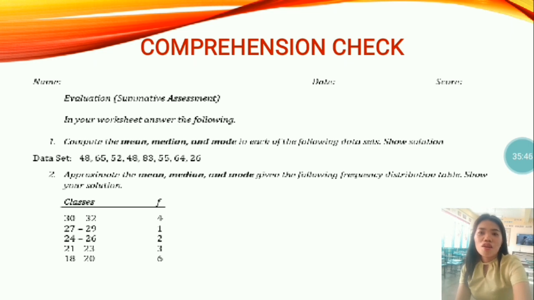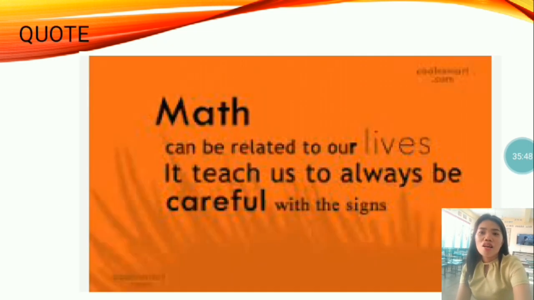So before I end this video, I have here a quote. Math can be related to our lives. It teaches us to always be careful with the signs. This quote is applicable when you are in a relationship. So the signs would help you know when to give up and when to still hold on.